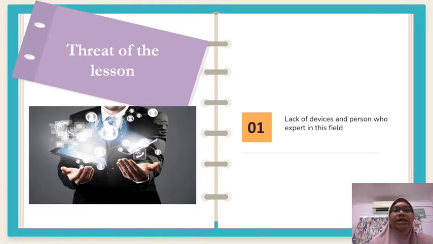Therefore, the next part of the discussion will touch on the reflection on the implementation, the designing process, and others, and also the issues related to the current curriculum system that are happening now.